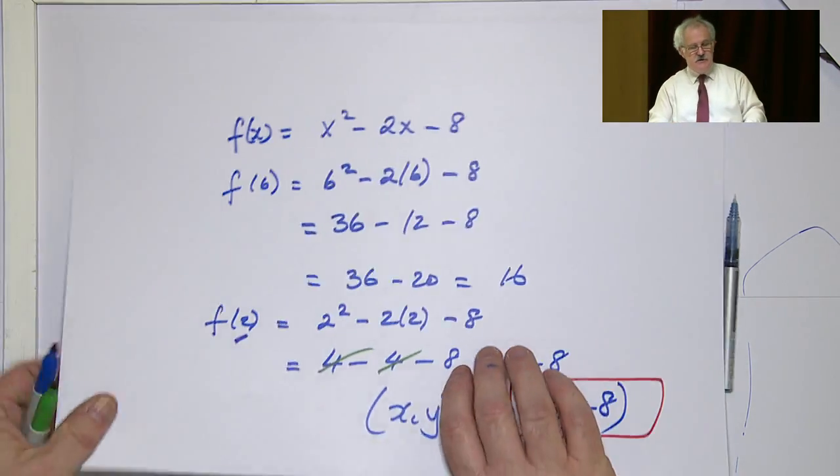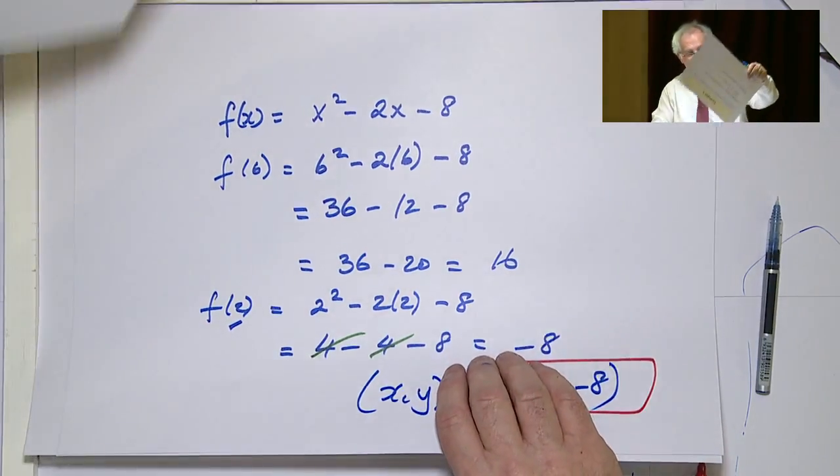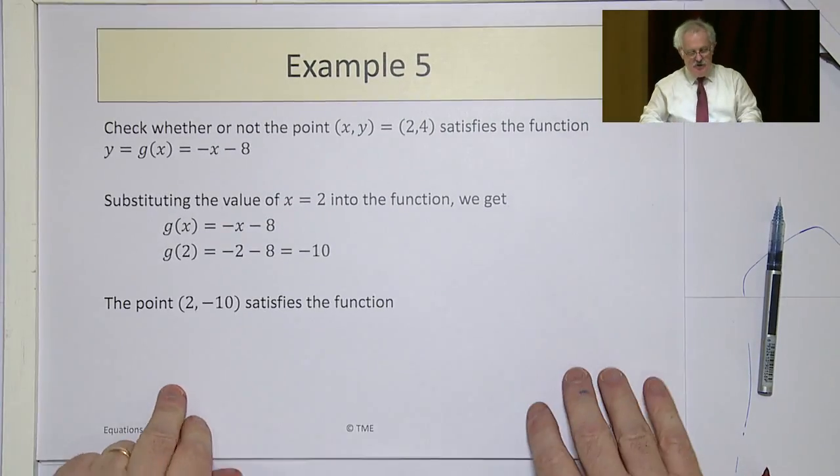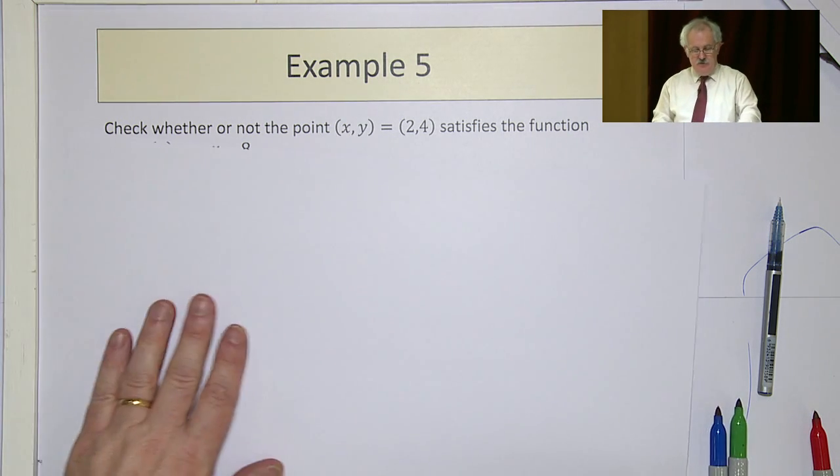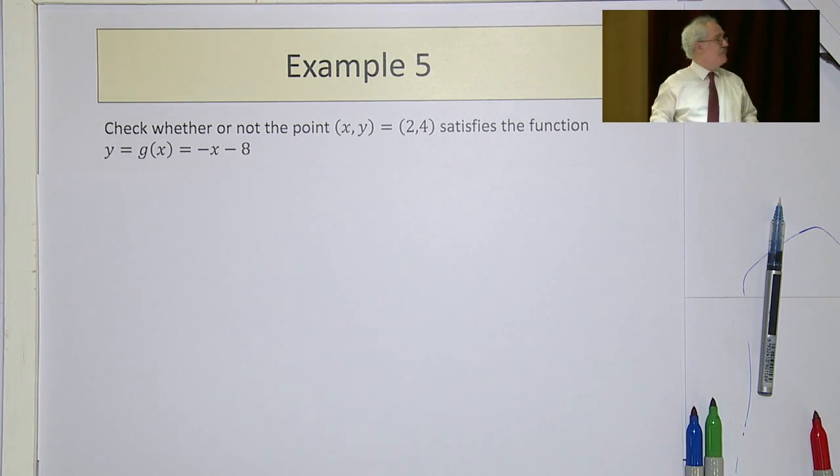And that's where you use this. So there's just one, I'll leave that to you. Check whether or not the point (x, y) equal to (2, 4) satisfies that function there.